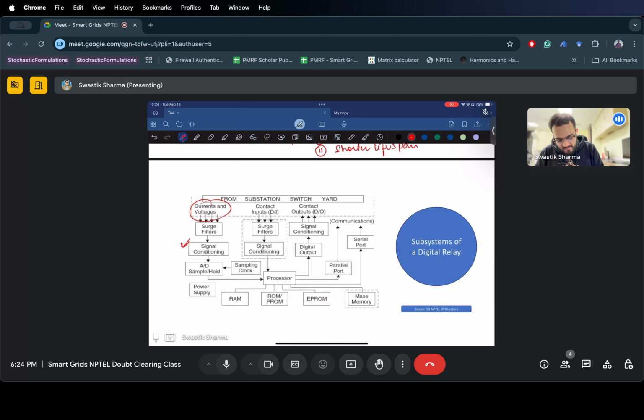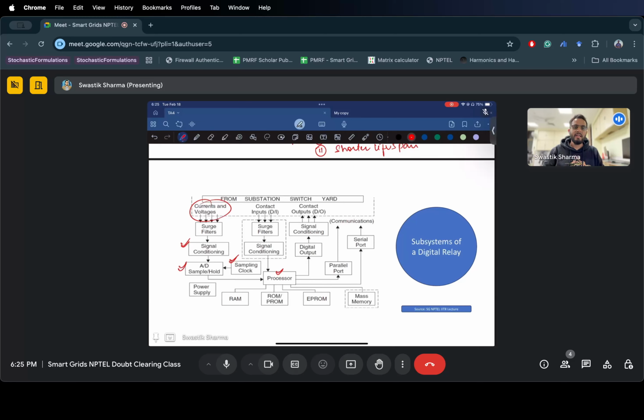Then the signal is conditioned so that it can be input to the analog to digital converter. The analog to digital converter converts that signal to digital, which is sampled using a sampling clock, and this is then sent to the processor, which is the brain of this relay.